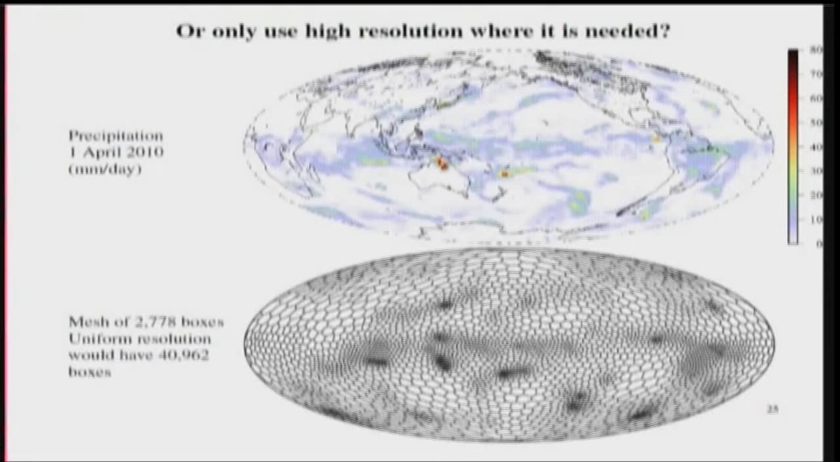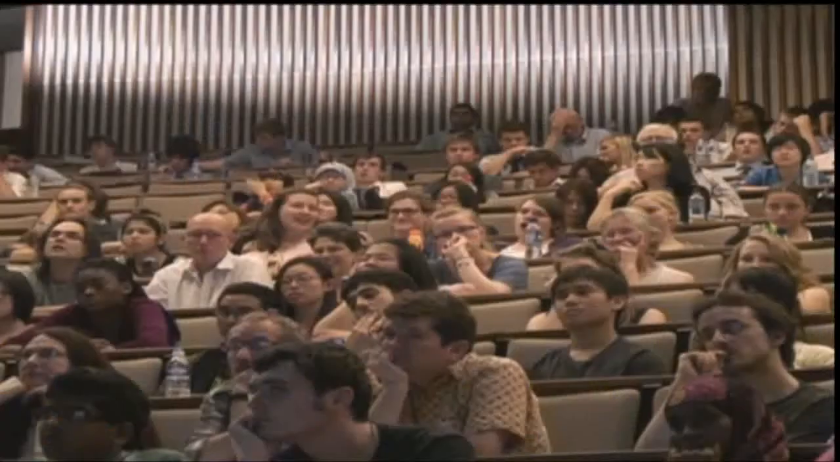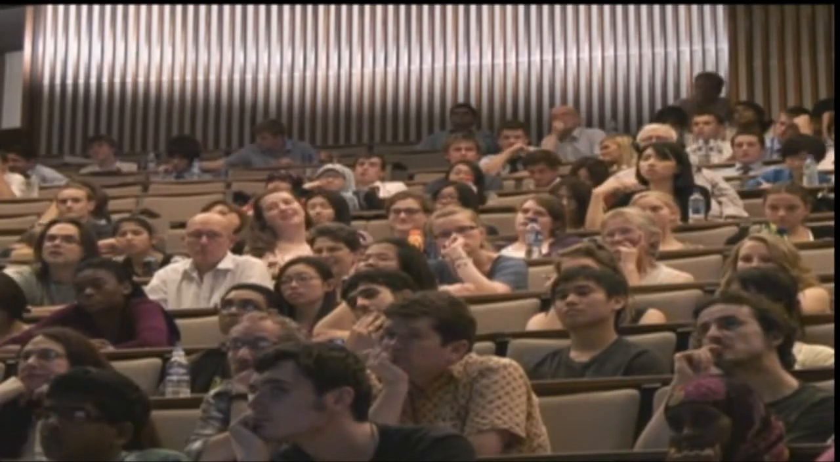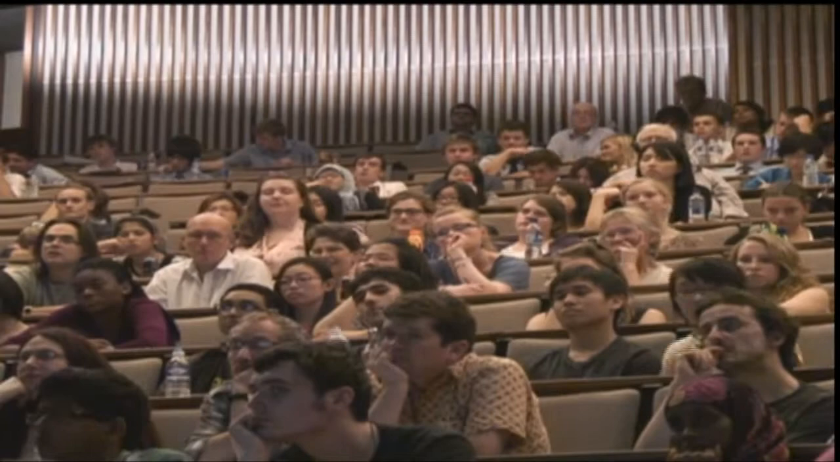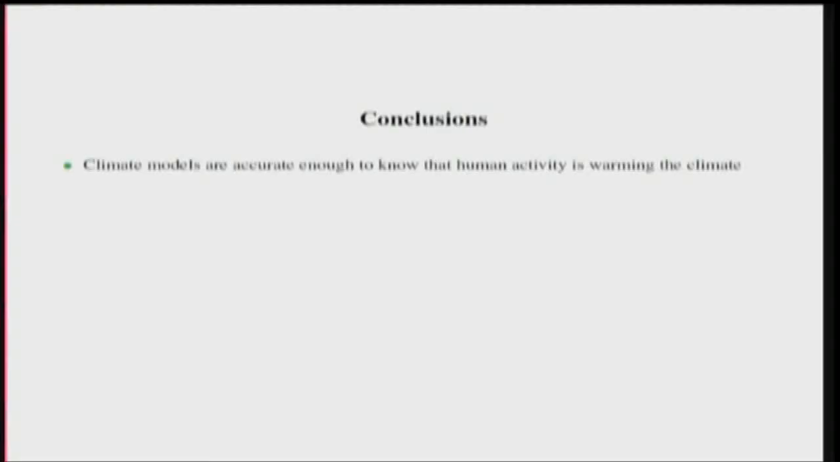So, for example, if this is the precipitation on 1st of April 2010, and if at every time step you divide up the sphere differently, you could put a lot more grid boxes where there's something happening, and then have a more accurate forecast only where you need it. But this is not a technique that is gaining any popularity at the moment. It's unlikely to become operational within the next short time, however long that is.